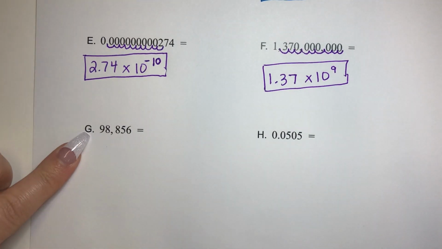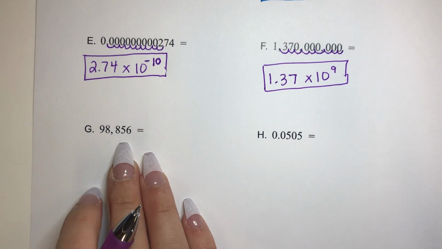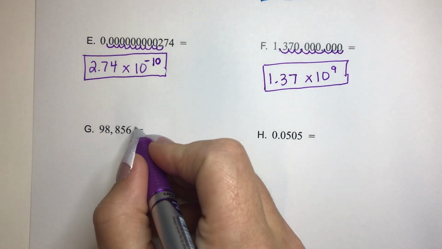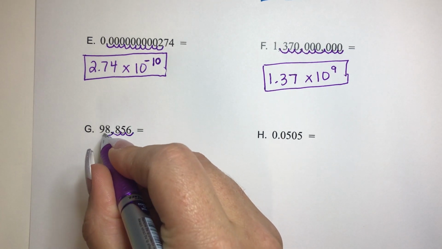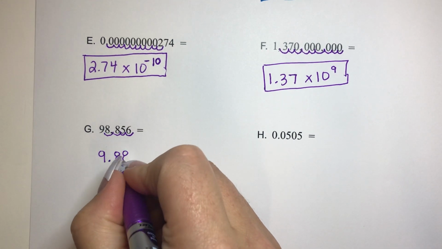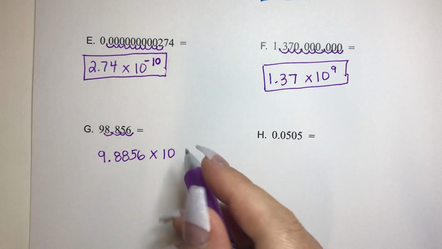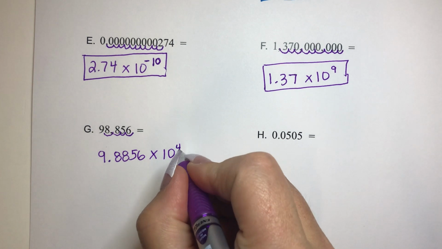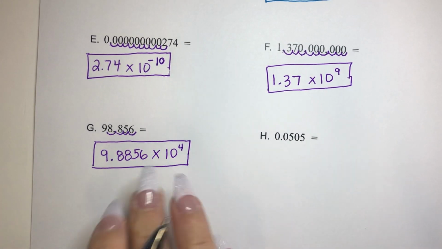Okay, on to G. Okay, still a big number. So it's going to be a positive exponent. And we need to write this. This number is not between 1 and 10. So here's the decimal. I need to move it over 1, 2, 3, 4. That ends up with 9.8856 times 10 to the, it's a big number, so it's going to be positive, and we moved it 1, 2, 3, 4 places times 10 to the 4th. Okay, if you got that one right, good, good, good.